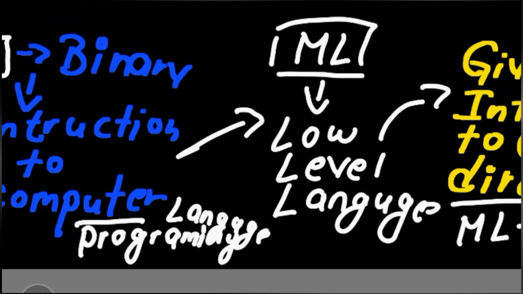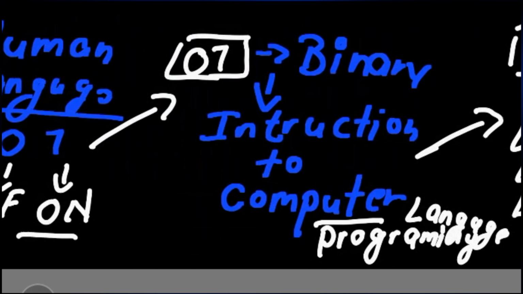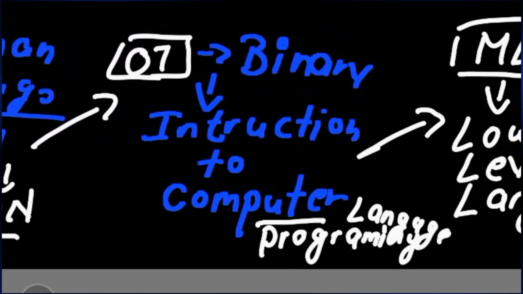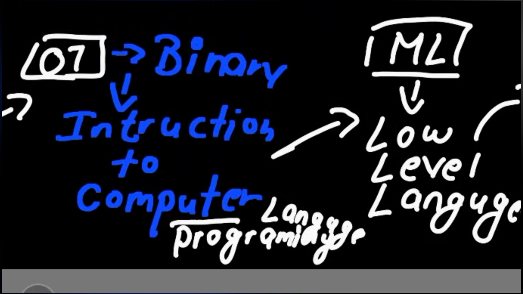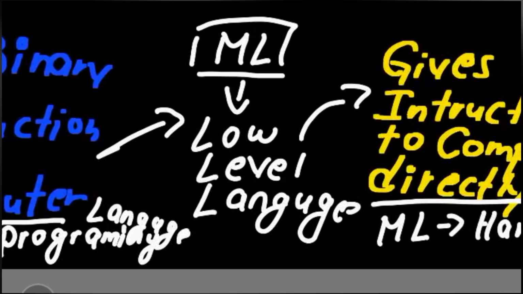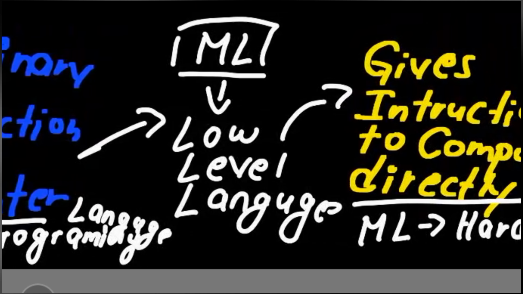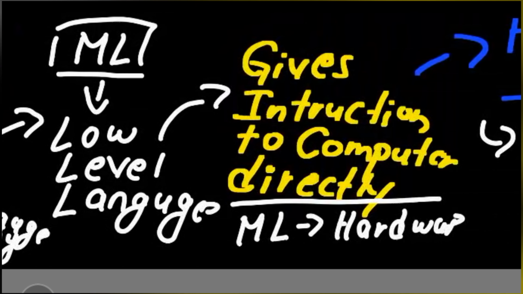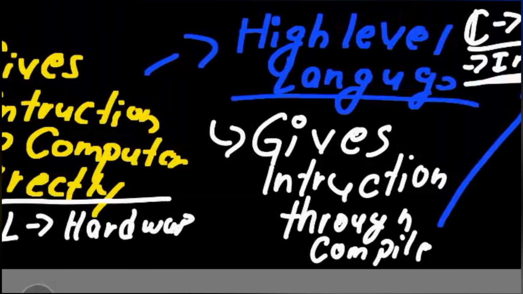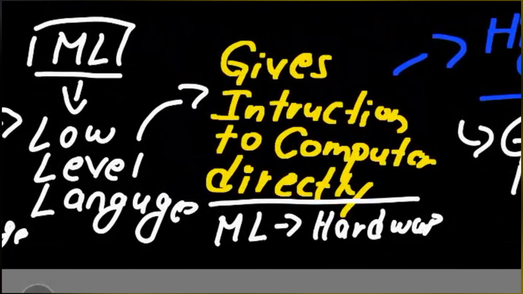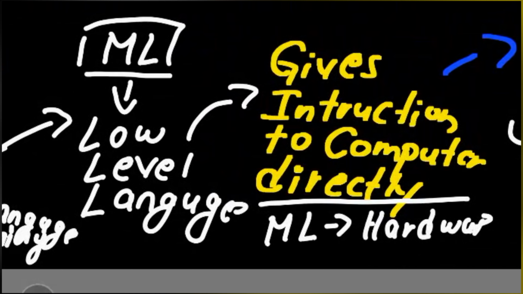Low-level language includes machine-level language. The machine-level language is basically made of 0 and 1. And the other one is assembly language. The machine-level language is closest to the computer. A computer understands the machine-level language and executes it. We divide programming languages into low-level language and high-level language because low-level language gives instructions to the computer directly, whereas a high-level language like C gives instructions to the computer through a compiler. So from here, I hope you understand what a programming language is.